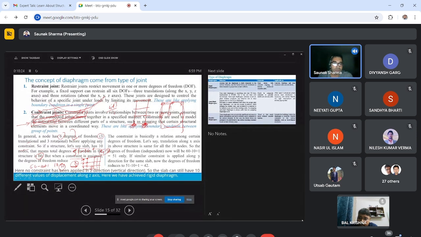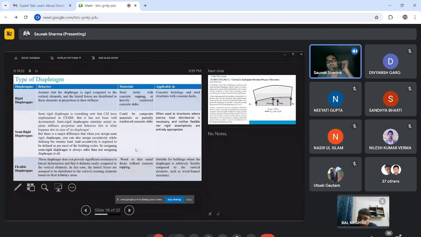So the slab can still have 10 different displacement values in the z direction, whereas in this definition we have achieved a rigid diaphragm. Now let's go through the types of diaphragm. There are basically two types of diaphragms: one is rigid diaphragm, and the other comes under flexible diaphragm. But when we see research papers, there are only two definitions: one rigid diaphragm, another flexible diaphragm.